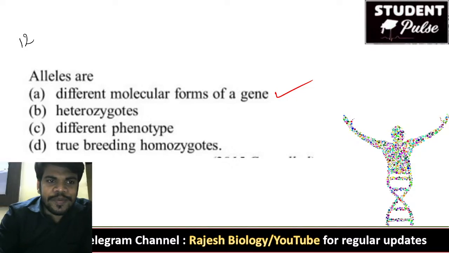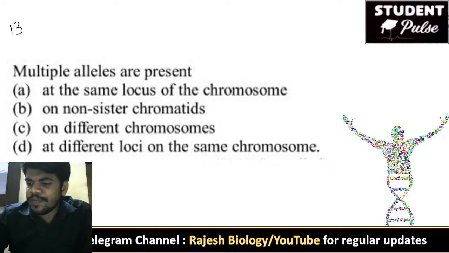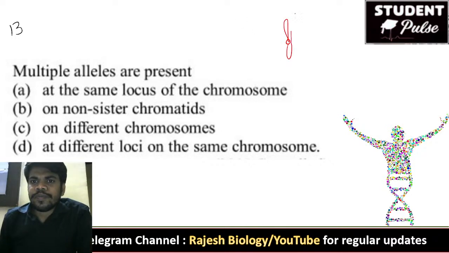Okay, perfect. 13th question. Multiple alleles are present. It is also an easy question. Yes, Dinesh Jetta, perfect. A is the right answer. 13th question: multiple alleles are present where? At the same locus of the chromosome. Same locus means what? Where the gene is present, that is called the locus.